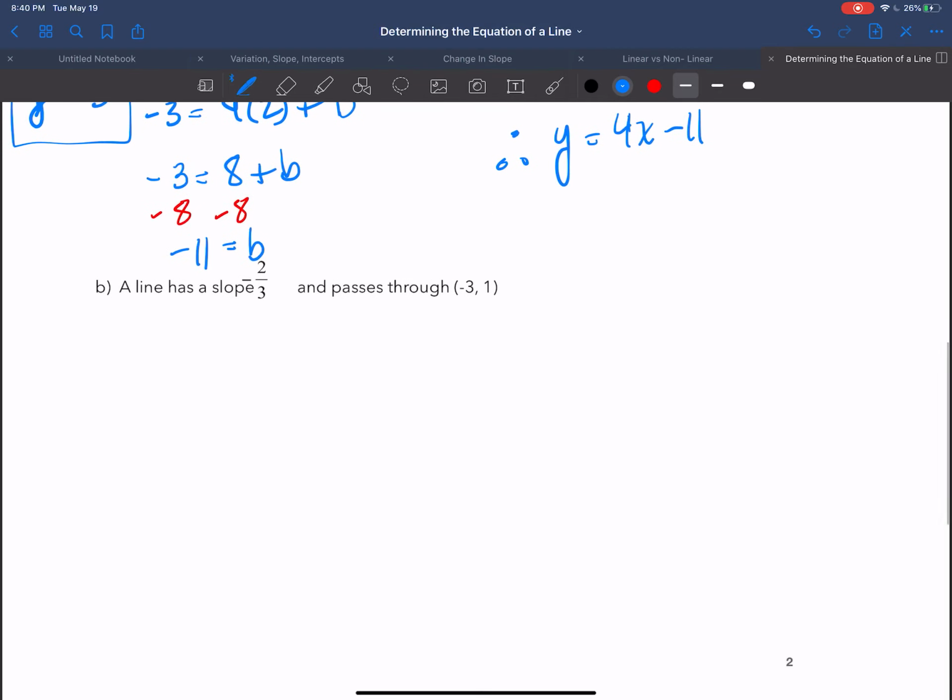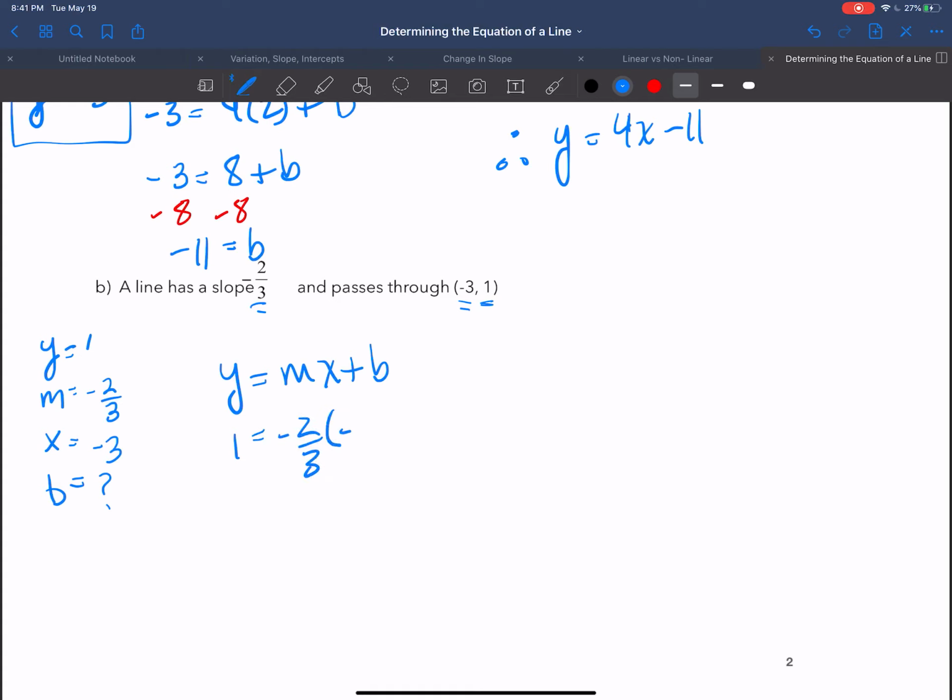So now here in y equals mx and b, what do I know? Well, I know that y is 1 because it's here. I know that the m is negative 2 over 3 because that's there. I know x is negative 3. I just don't know b. So I can fill in all the values that they've given me and now solve for b.